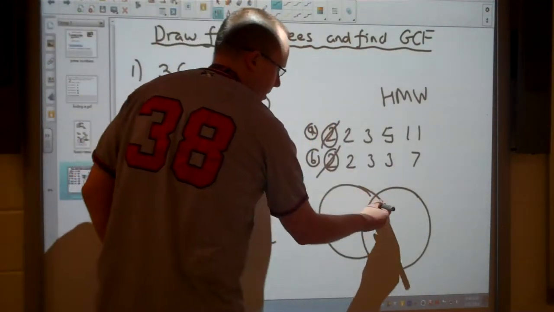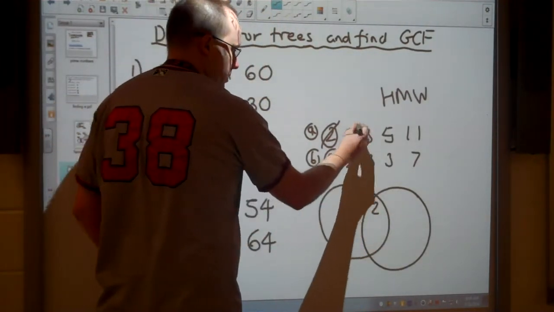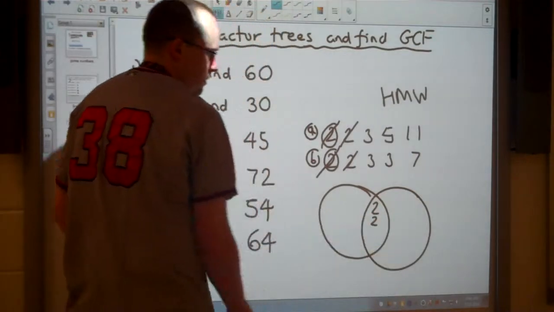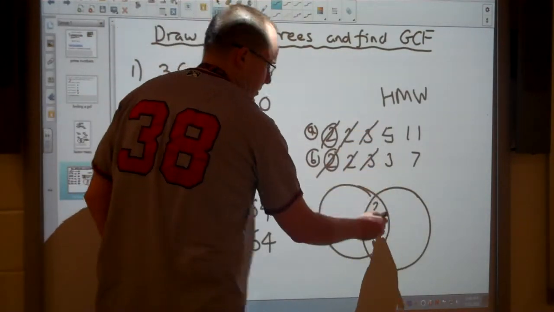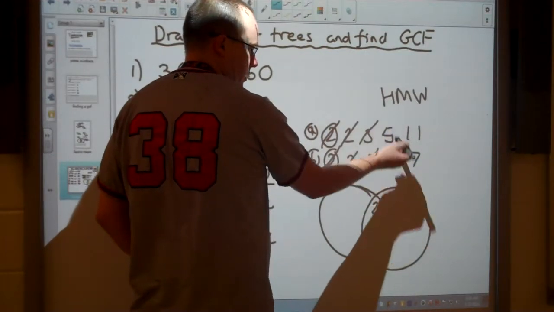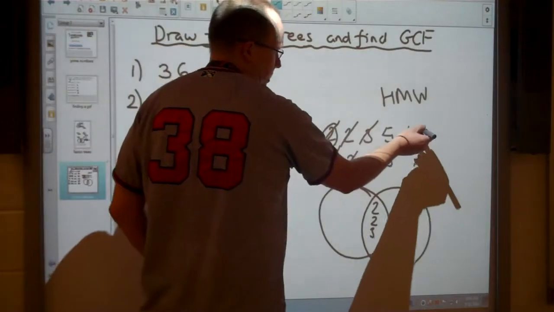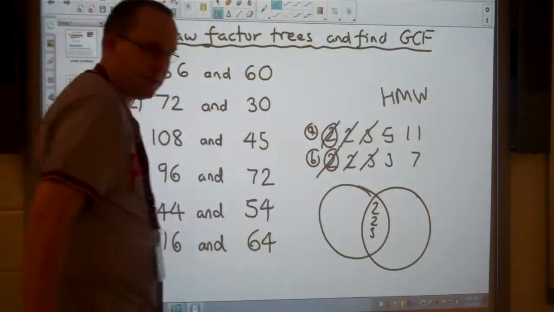You might just want to cross them out as you go along so you don't forget. And notice there's another 2 this time. I have a 3 in both. Now I can't put this 3 in because there's no 3 left on the top here to go. I can't put the 5 in because there's no 5 on the bottom. And I don't have any 11s on both, and I don't have any 7s on both.